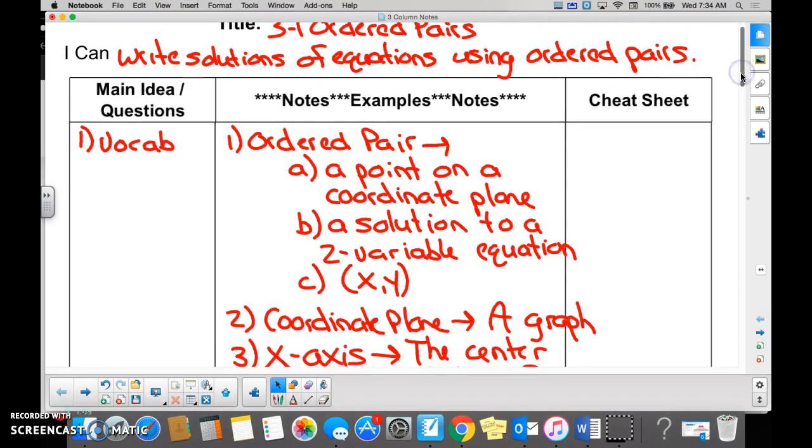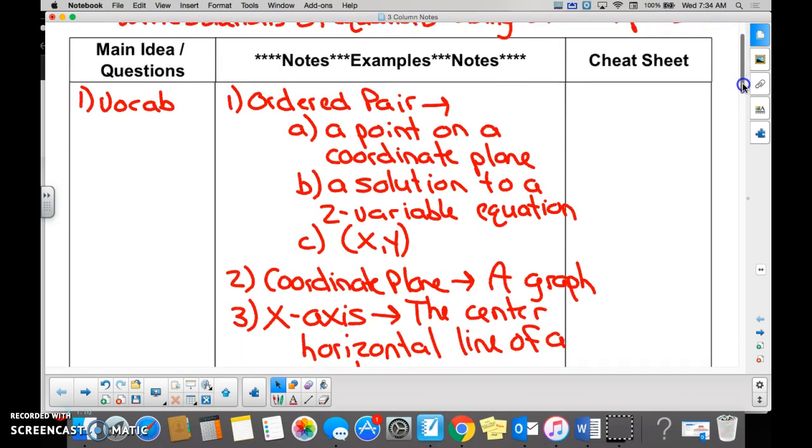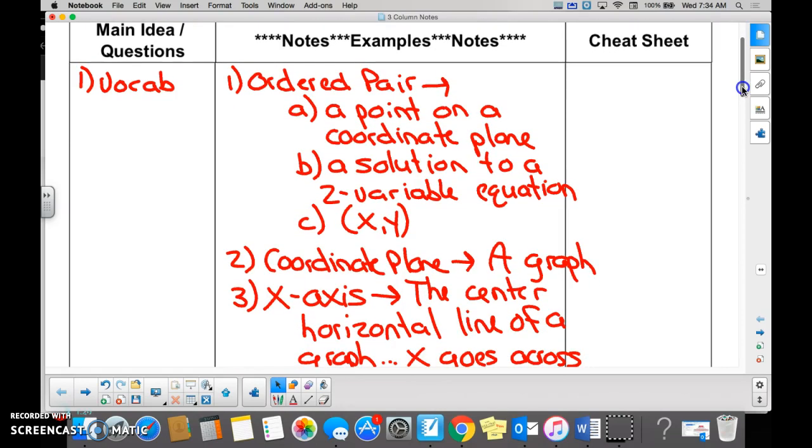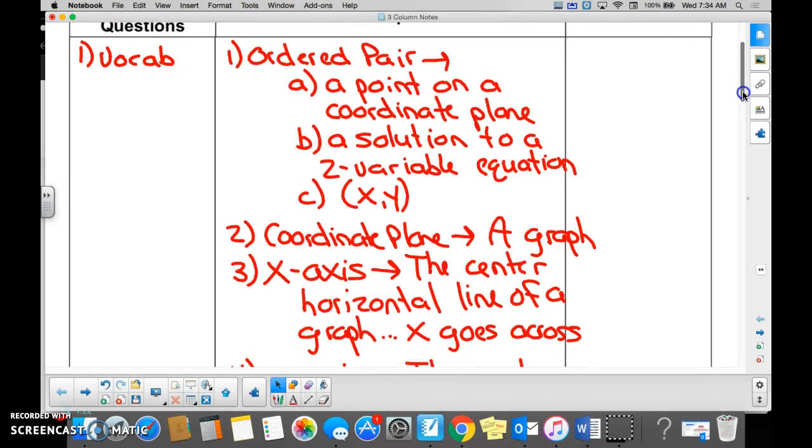An ordered pair would be a solution to a two-variable equation, and ordered pairs are expressed using x, y. X is your first coordinate, y is your second coordinate. As you just heard, a coordinate plane is a graph. The x-axis should be reviewed for you.